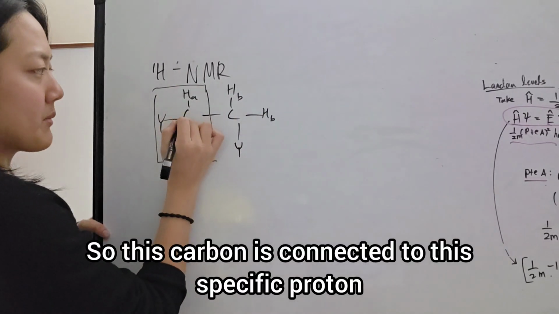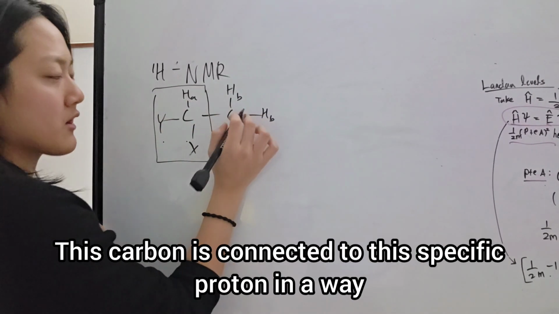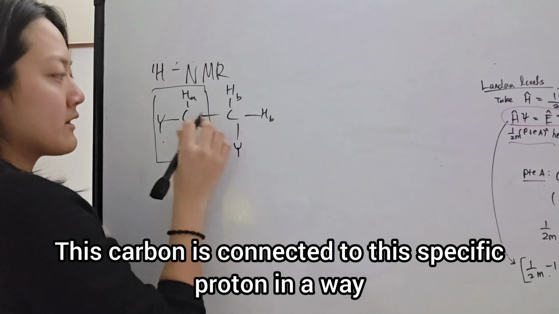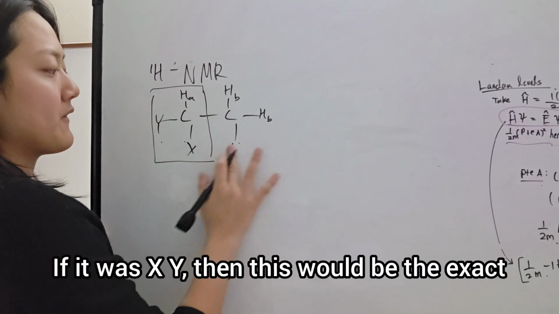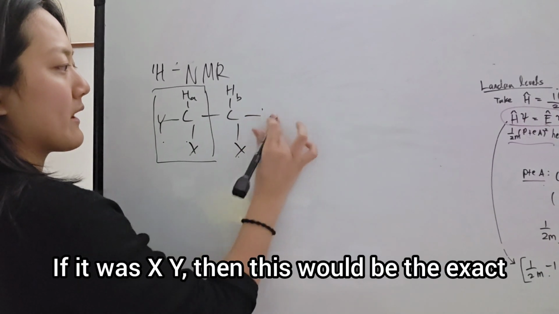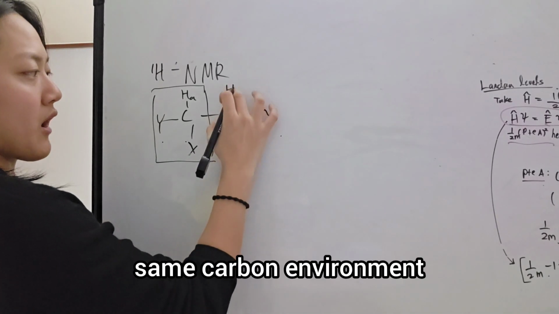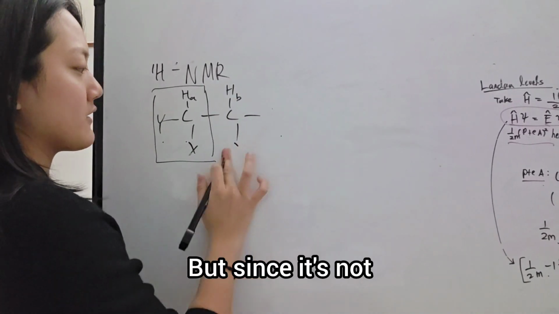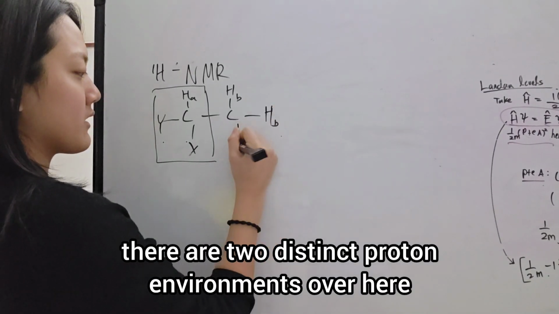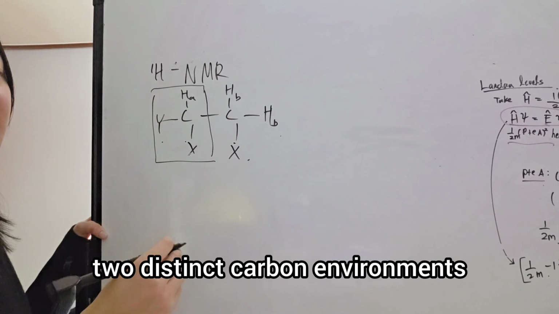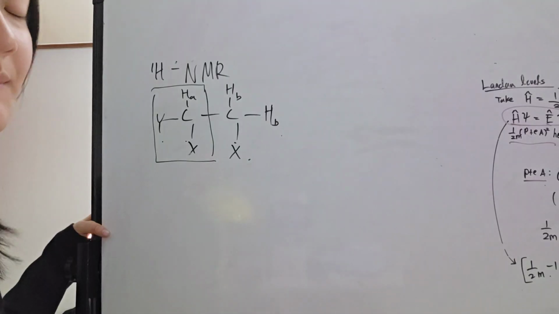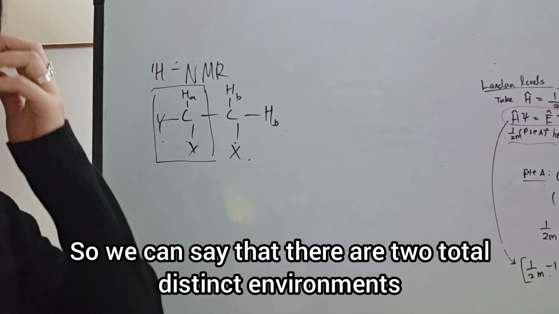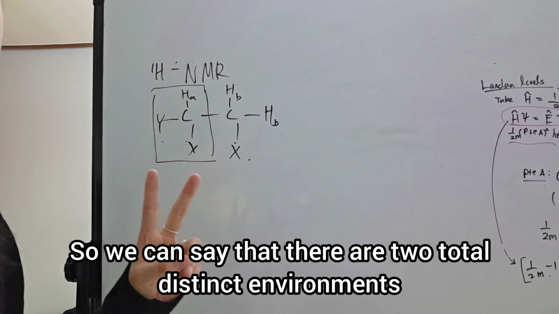So this carbon is connected to this specific proton. This carbon is connected to this specific proton in a way that their environment differs. If it was X, Y, then this would be the exact same carbon environment. So then it would just be one environment. But since it's not, there are two distinct proton environments over here, the two distinct carbon environments, hydrogen environments. So we can say that there are two total distinct environments.